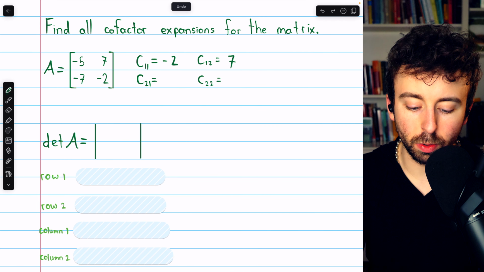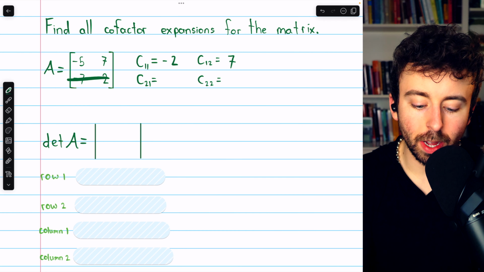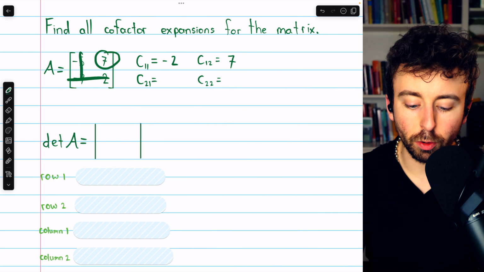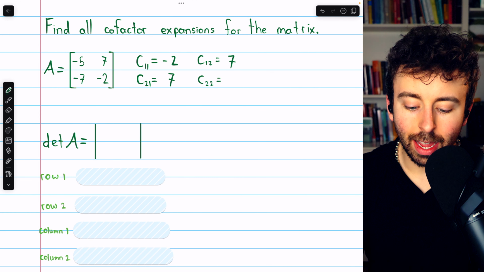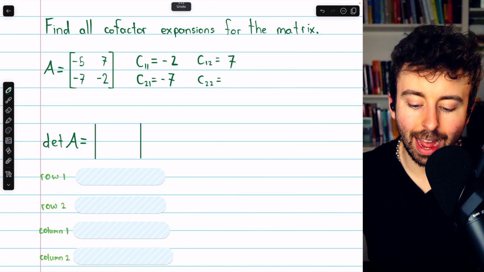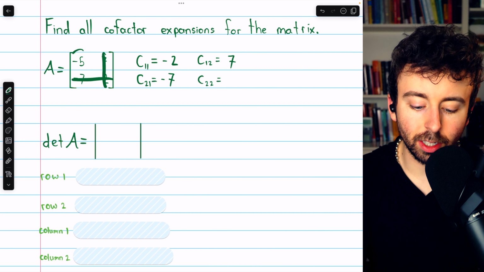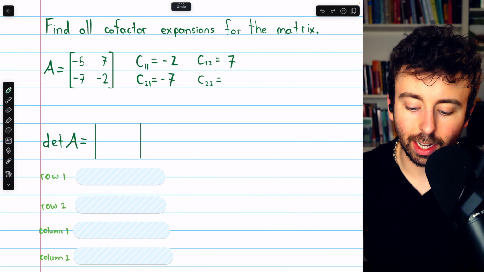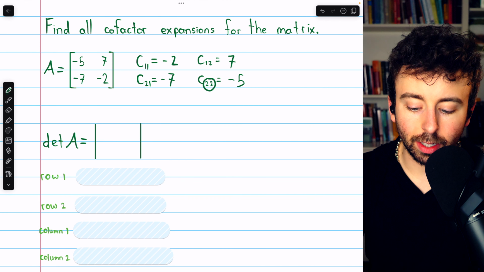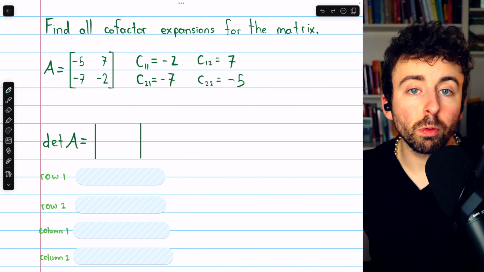Then, looking at row 2, column 1, eliminate that row, eliminate that column. The determinant of the remaining submatrix is 7, and 2 plus 1 is odd, so we're going to have a negative. Finally, eliminate row 2, eliminate column 2. The determinant of the remaining submatrix is -5, and 2 plus 2 is even, so there's no additional negative. Those are all the cofactors.